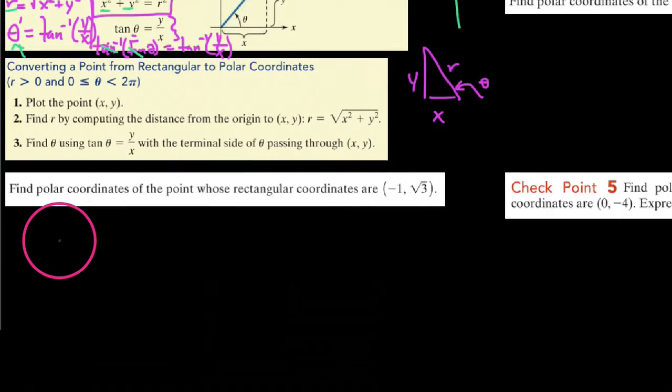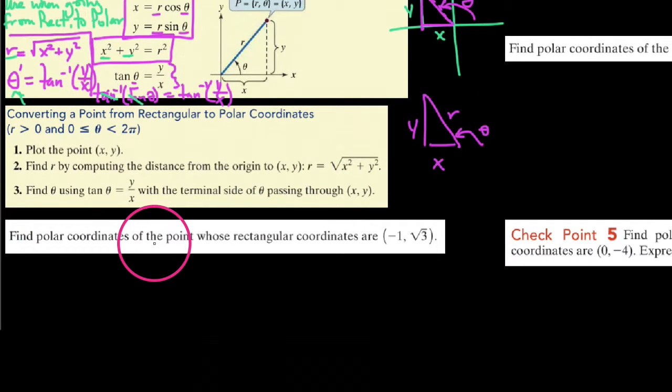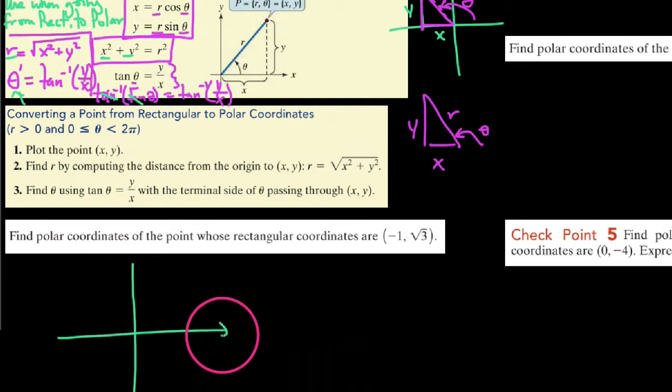So looking at this first example, it says, let's find the polar coordinates of the point whose rectangular coordinates are -1, comma, square root of 3. Now, the first thing I always see when we do problems like this for the first time is people ask, how do I graph this? It's got a square root on it.